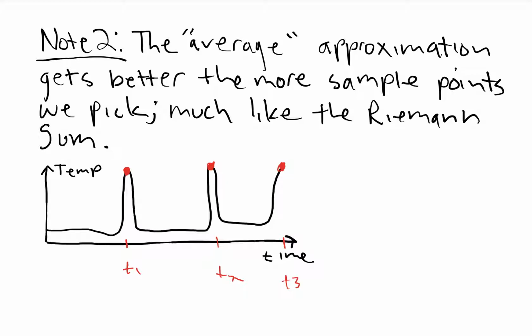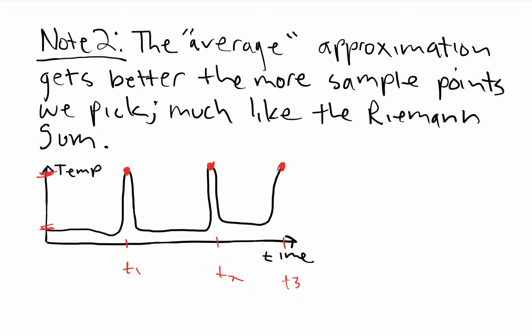If I picked each of those values, I would probably get an average that was way up here, and that's really not indicative of my general situation, which seems to have a baseline closer to down here. So, to demonstrate, the more sample points you pick, the better your average gets.